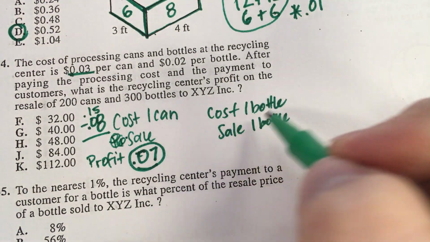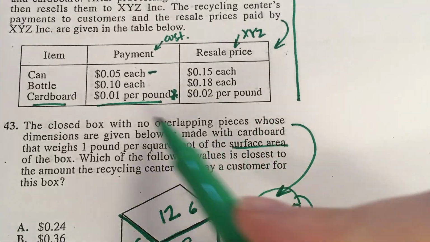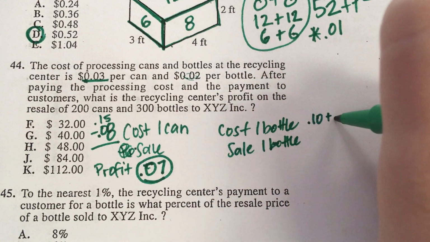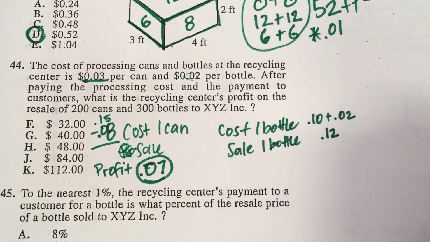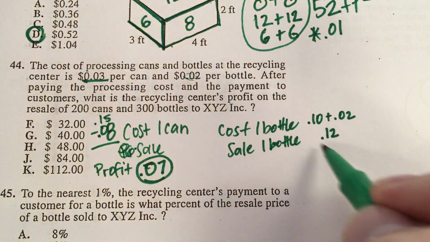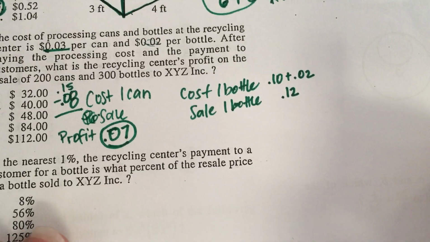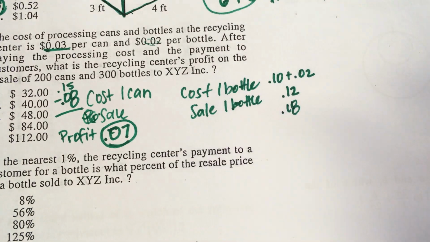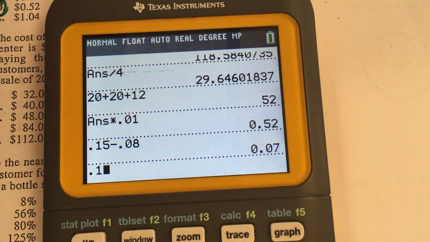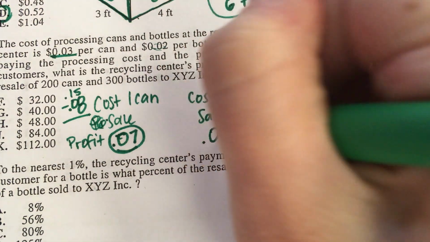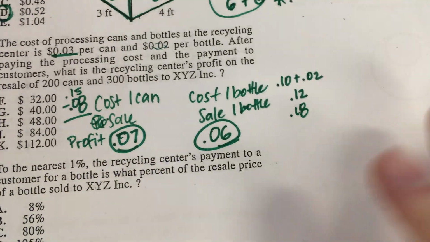And then the cost of 1 bottle, right? So the cost of a bottle is 10 cents that they have to pay to the customer, and then 2 cents to process it. So 10 cents plus 2 cents is 12 cents. And they sell it for 18 cents, so I would do 0.18 minus 0.12, and you get 0.06. So the profit that they make on a bottle is 6 cents.